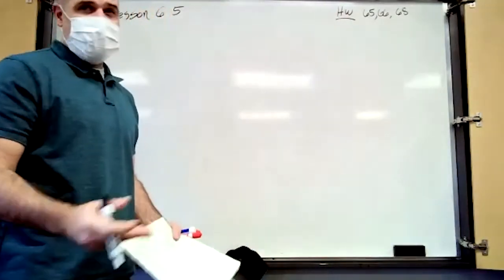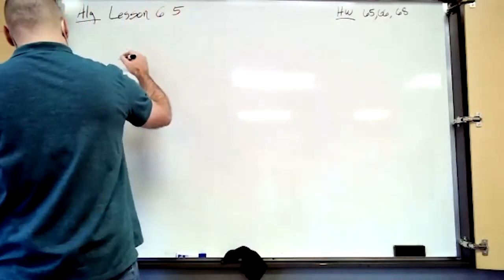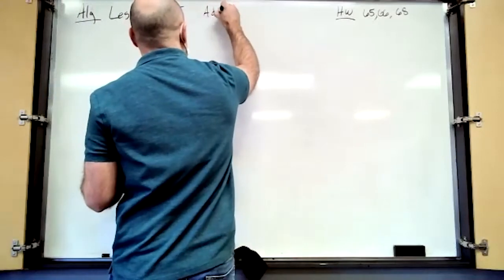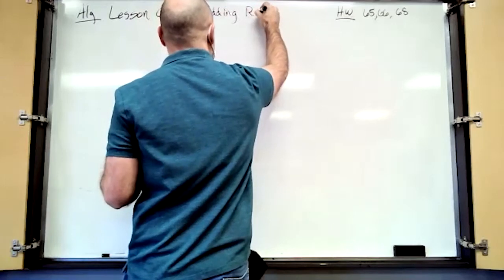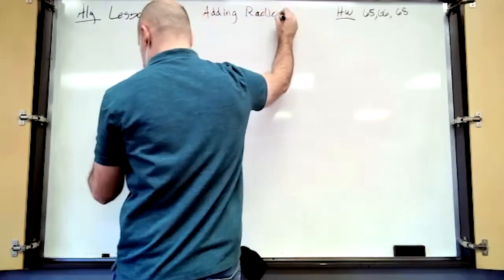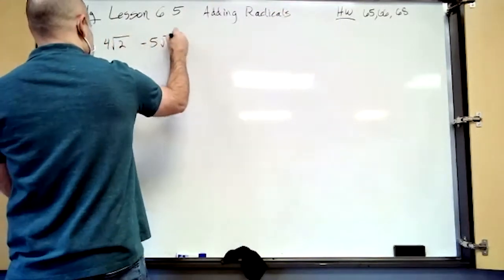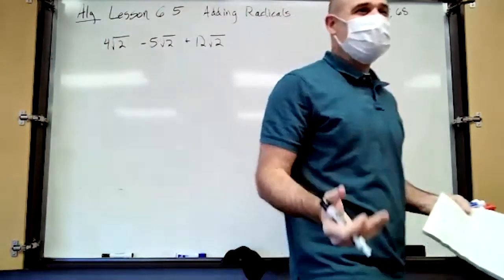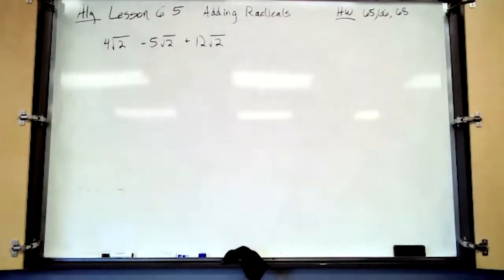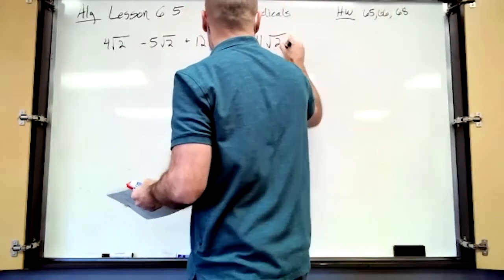Okay, so now we're going to add radicals. Just like with fractions and like terms, when adding radicals you have to be a little bit more picky. You can only add like radicals. So for example, 4 radical 2 minus 5 radical 2 plus 12 radical 2. We'll just treat it like terms. They're all radical 2 terms. So 4 minus 5 is -1 plus 12 is 11 radical 2.